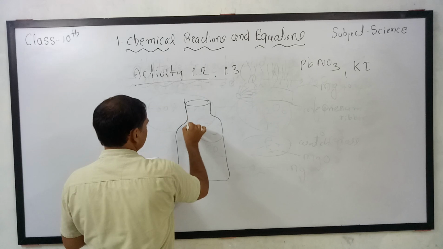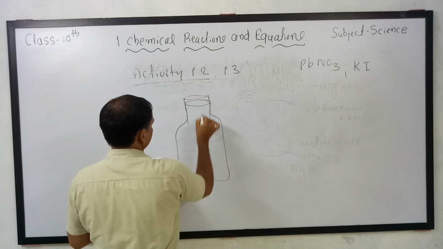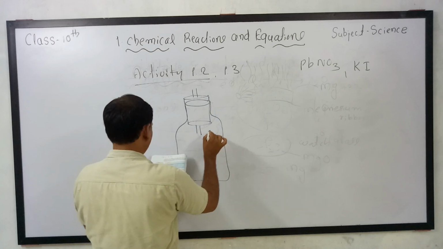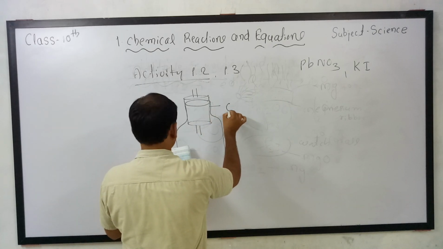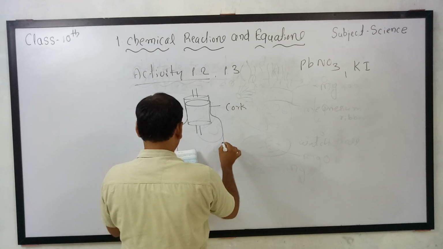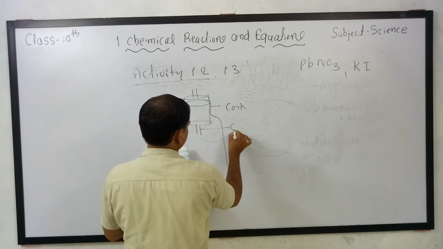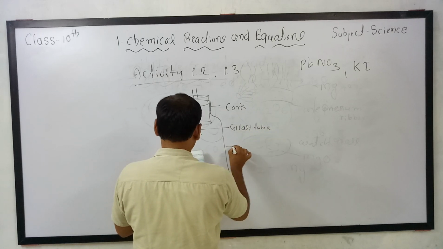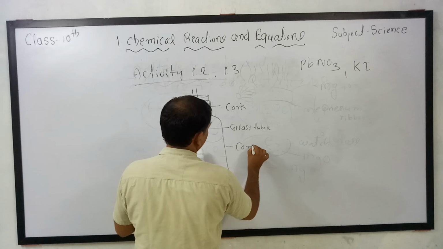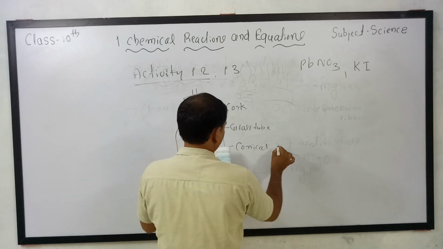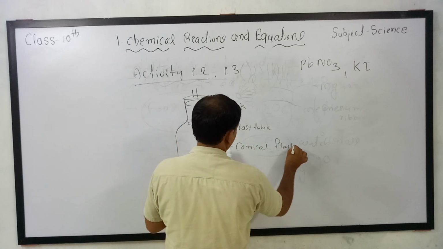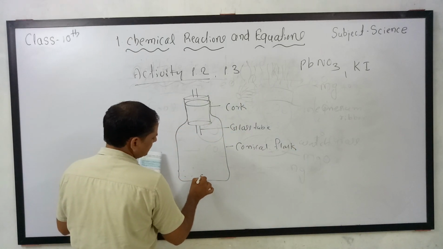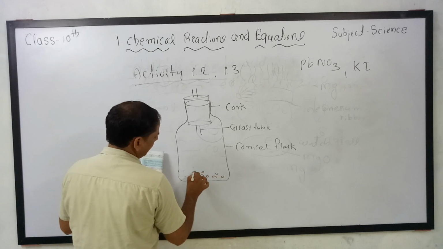And here is the cork, this one is the cork, this one is a glass tube, this one is a conical flask, and here we take some pieces of zinc granules.